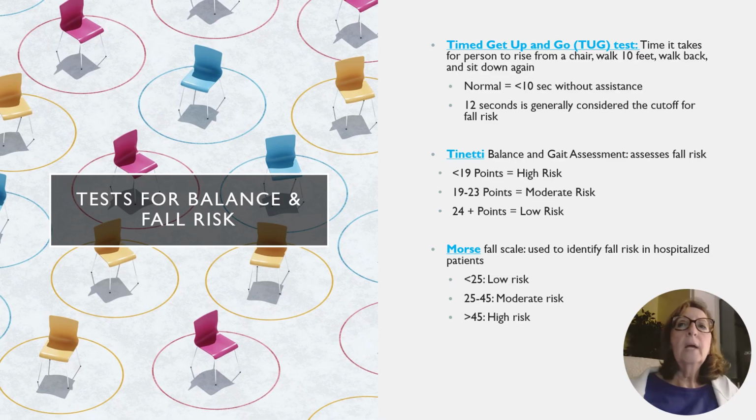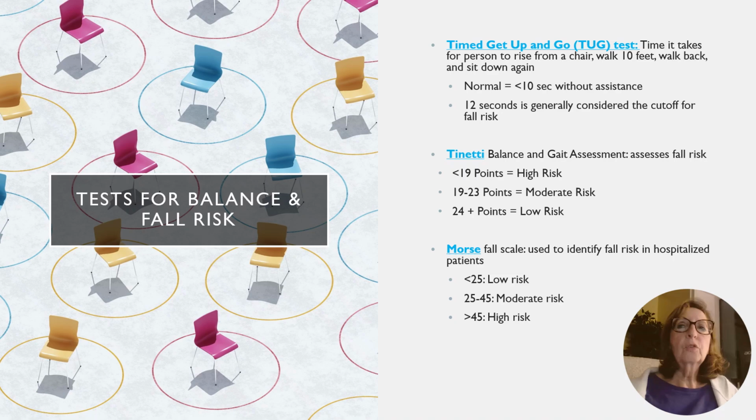When you look at your Tinetti balance and gait assessment, again, this assesses fall risk. So you can see the scale that's used there. Now, the Morse fall risk is the one that is used most commonly throughout the country and the world, actually. And it checks different things.